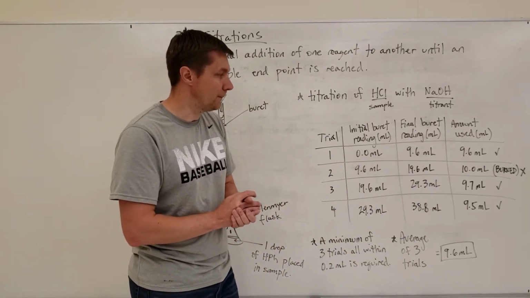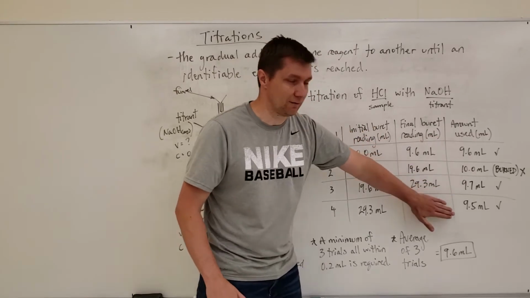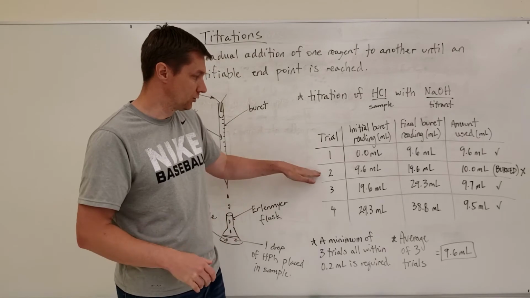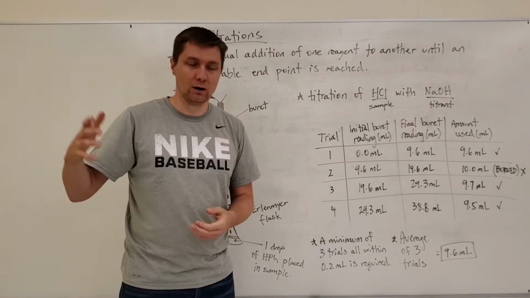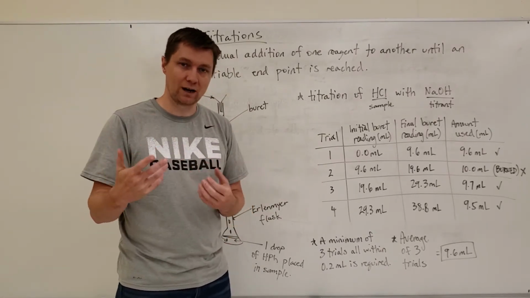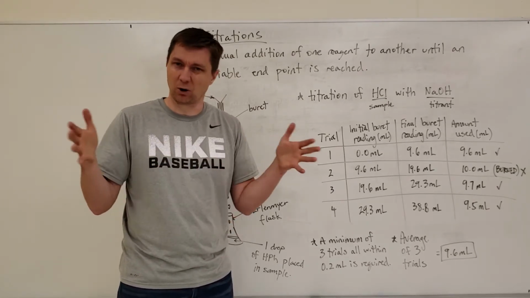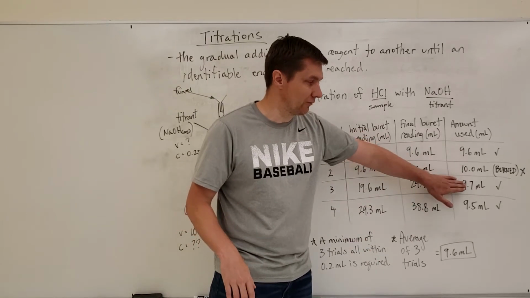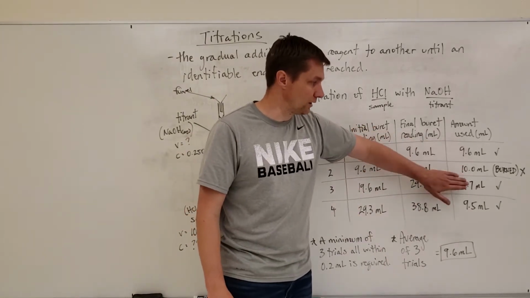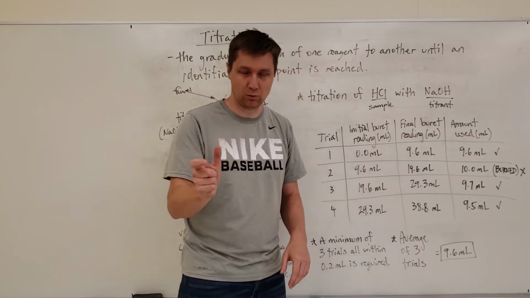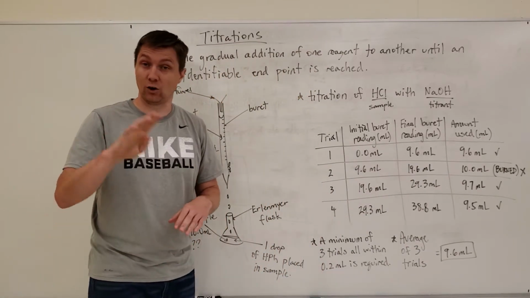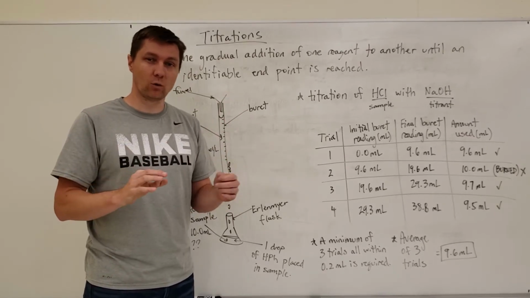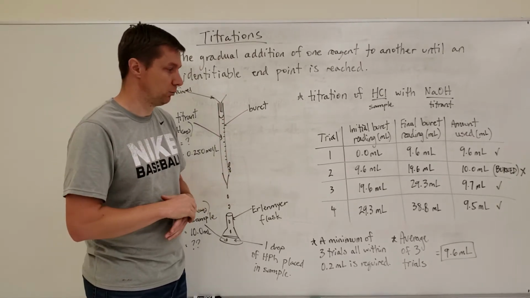And so you can see that trials 1, 3, and 4 are the 3 trials that are within 0.2 milliliters of each other. Trial number 2 was just a little bit more. It wasn't within that 0.2 range, and so we considered that trial burned. It's not a trial that we use in our average calculation. We're only going to average, and that's really important, we're only going to average the trials that are within 0.2 milliliters. If you had all 4 trials that were within 0.2, great. If you only had 3 of the 4, then you only average the 3 that are within 0.2 milliliters.